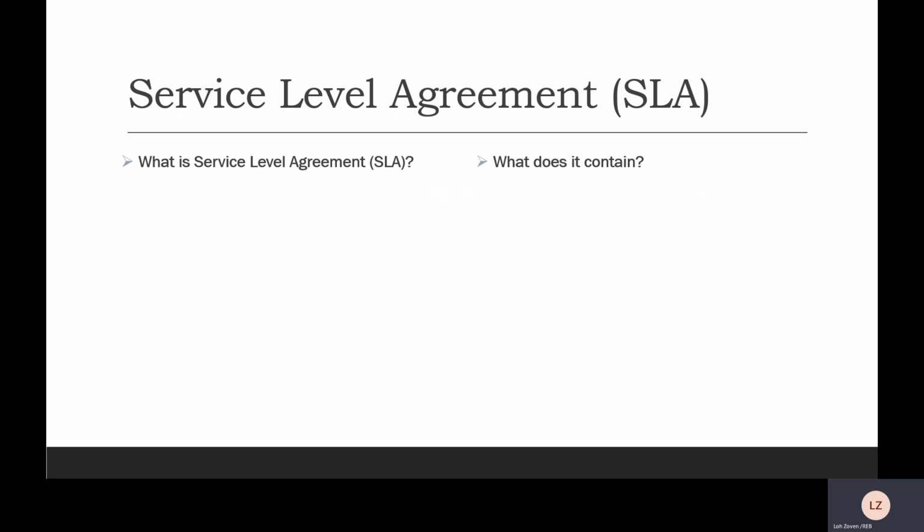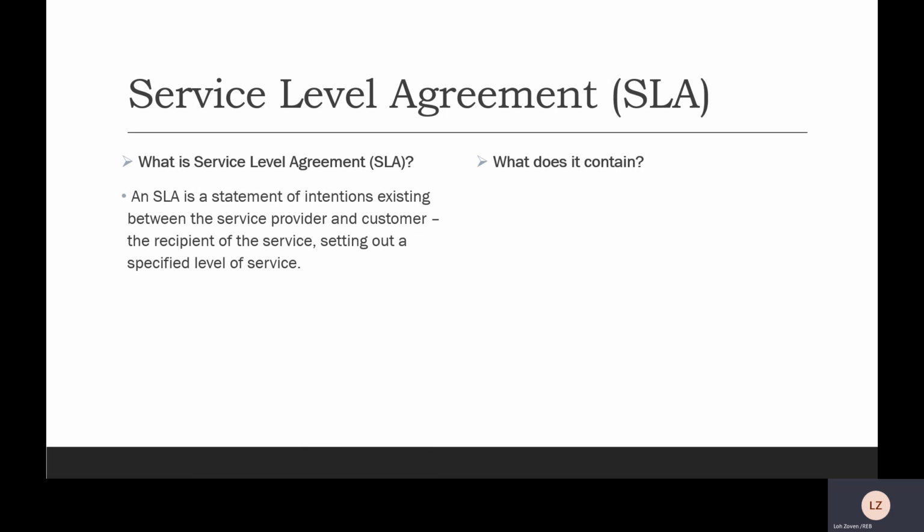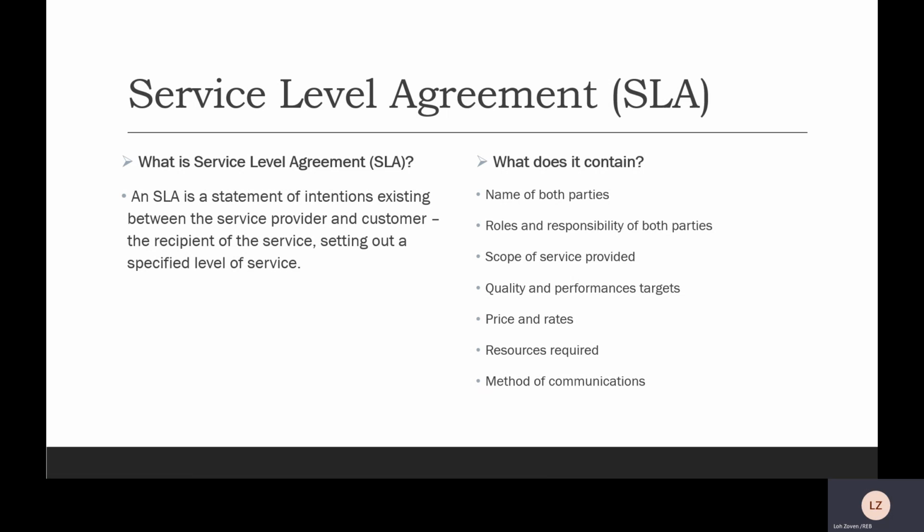So next we'll be talking about service level agreement, SLA. So SLA is a statement of intentions existing between the service provider and customer, the recipient of the service, setting out a specific level of service. So what does it contain? So it contains normal things: the name of both parties, roles and responsibilities of both parties, scope of service provided, quality and performance target, price and rates, resources required, and method of communication.